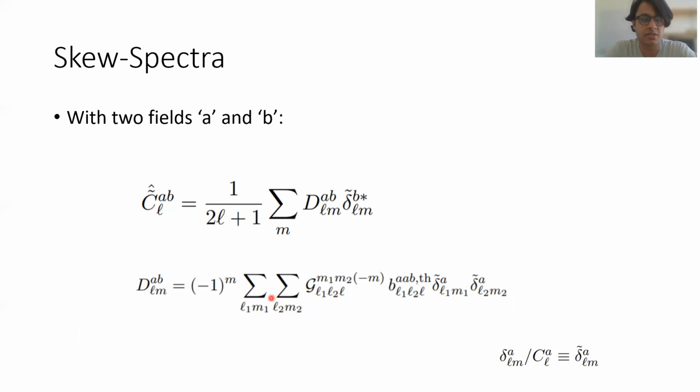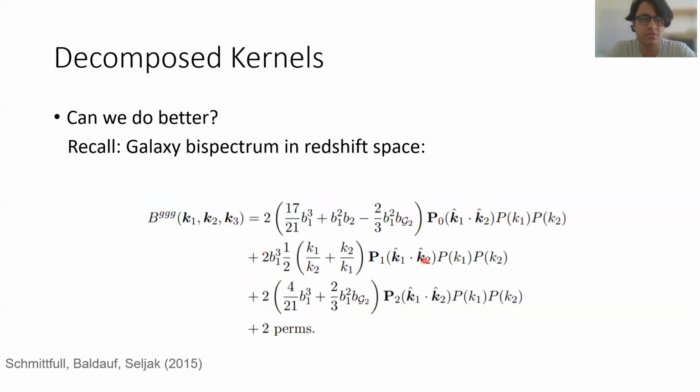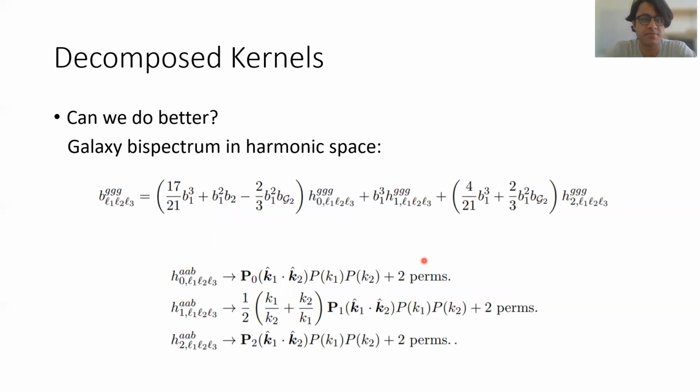Now, at this stage, I will note that estimating this quadratic field seems quite expensive. It requires n³ operations as before. However, I will outline how to simplify this shortly. But first, we want to ask, can we do better than this? Now, recall that the galaxy bispectrum in redshift space could be organized by Legendre polynomials in this way. Now, the same is true for the galaxy bispectrum in harmonic space. It can be written as a sum of shapes, where each shape is determined by a line of sight integral of a single Legendre polynomial, with the combination of biases that appear as prefactors maintained.